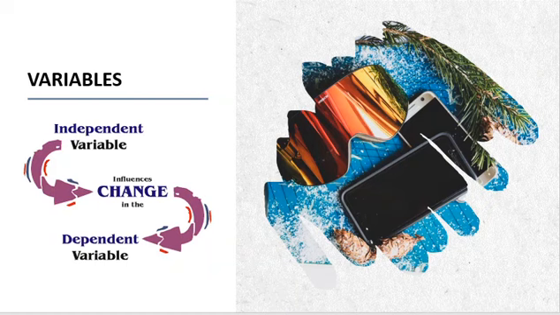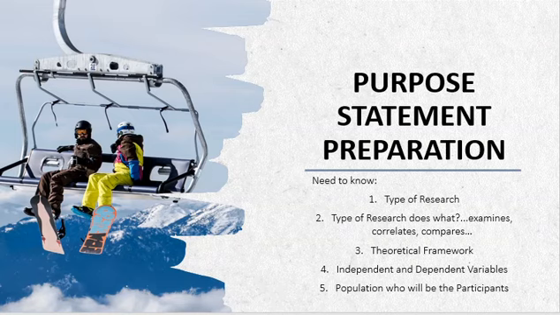Again, like with the problem statement, I recommend you review your variables and have them handy as you navigate the purpose statement. In addition, here are some things that you will need to know. First, you need to know the type of research that you will be conducting. Second, whether the type examines, correlates, or compares the variables within that type of research. And third, you have to have your theoretical framework handy, as you also will reference that. Know your independent and dependent variables, and finally, the population you'll be studying. Having these things nailed down, you know how to plug them into the template that we have.